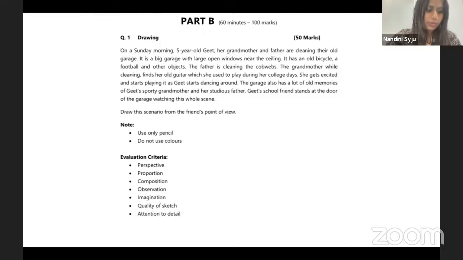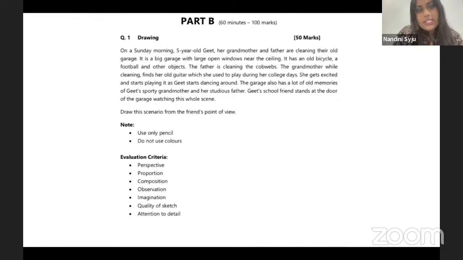So cobwebs are usually placed on the top portion, it's basically the spider webs, right? So let's just visualize the father with like a long broom trying to reach the cobweb, something like that, and the grandma's probably seated somewhere. Little Geet is somewhere nearby and she's probably like twirling around or doing something fun.